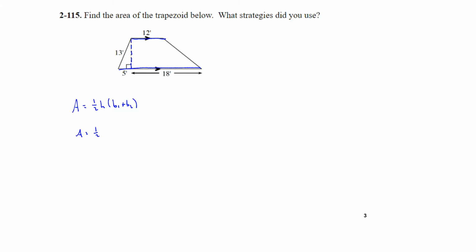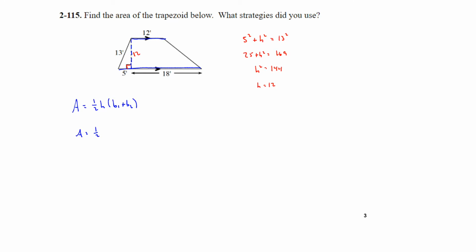And since it's a right triangle, we can use the Pythagorean Theorem to figure out what the height is. So we'll do 5 squared plus h squared is equal to 13 squared. So 25 plus h squared is equal to 169. Subtract 25 from 169, and that is 144. Take the square root, and the height would then be 12.